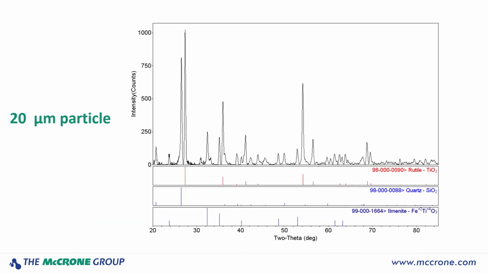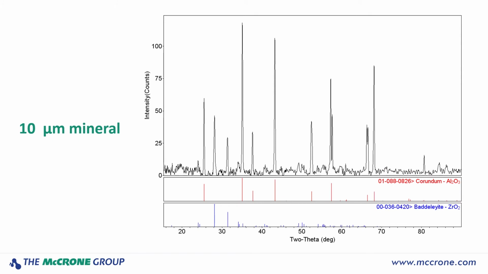Here are some particle examples. This is a 20 micron particle that we analyzed and was revealed to have 3 different mineral phases: rutile, quartz, and ilmenite. If you looked at this particle using SEM-EDS, I doubt you'd be able to tell those 3 phases were definitely there. Likewise, with a 10 micron mineral, if you've analyzed this, you would find zirconium, oxygen, and aluminum. But you wouldn't know what type of mineral it was, when in fact it's actually corundum and zirconium oxide.